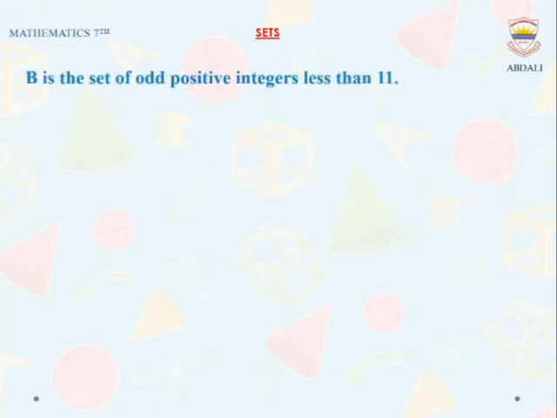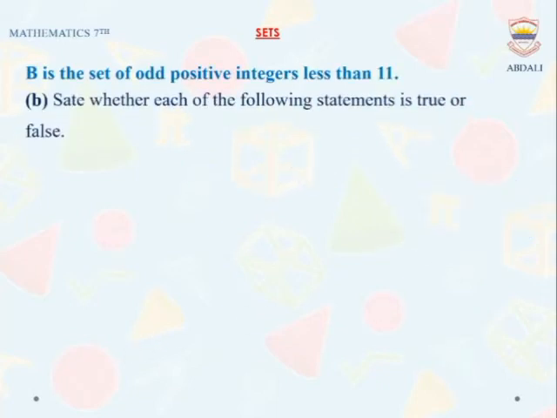Now let's move to other parts of this question, which is: state whether each of the following statements is true or false. So let's see it. The question is 1 ∈ B. So we have to tell whether it is true or false. So let's start our solution.